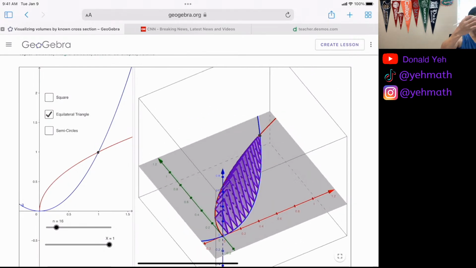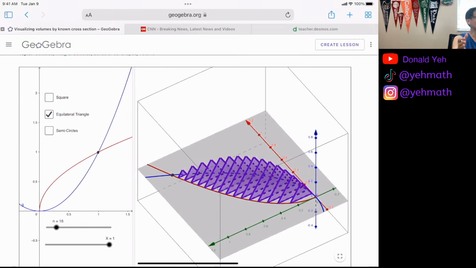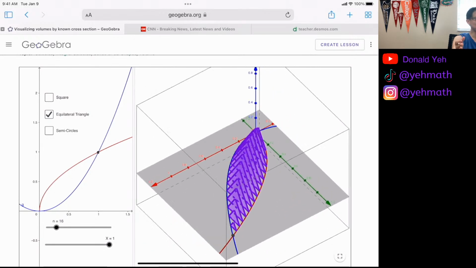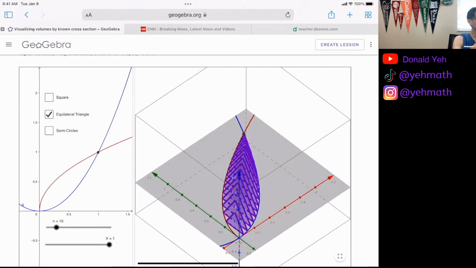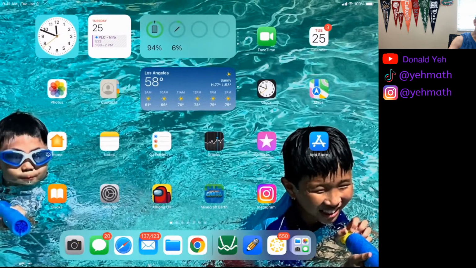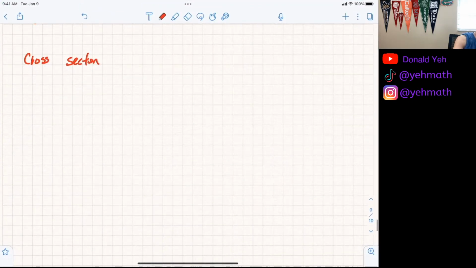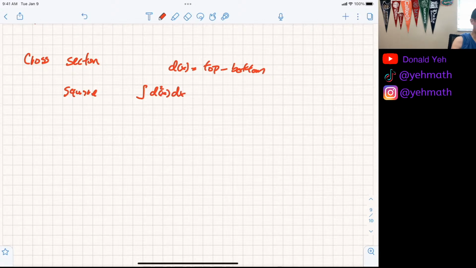You see the bottom is the base. The bottom we're going to call D. The textbooks don't use a D, but I use D of x, which is the difference of top minus bottom. Does that make sense? If it's a square, D of x is usually top minus the bottom. There's no pi in the front, just D of x squared dx, and that's a square.